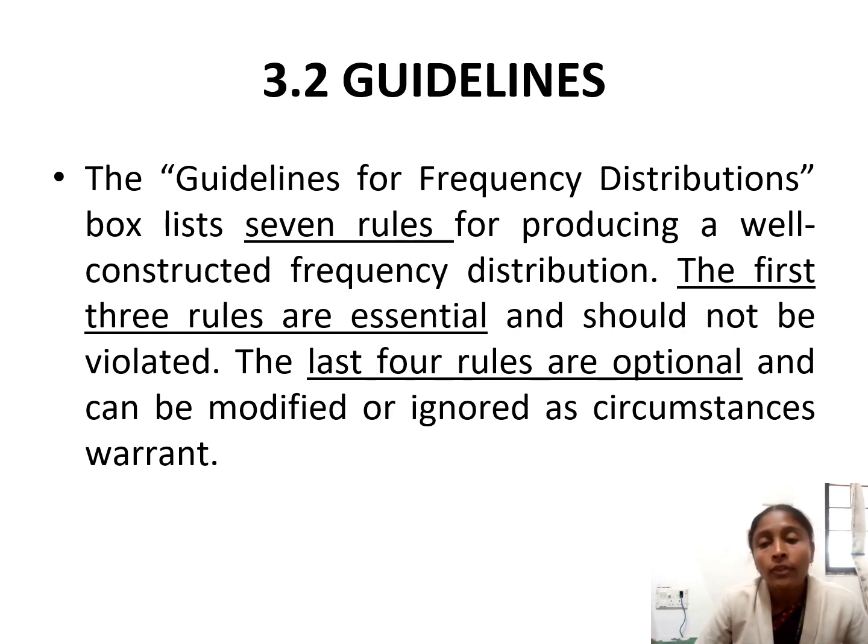For finding frequency distribution for grouped data, we should follow some rules or guidelines. There are 7 rules. Of those 7 rules, the first 3 are a must. We should follow the first 3 rules; the remaining 4 are optional. The first 3 rules are called essential rules. We should follow them everywhere when we are finding a frequency distribution. The last 4 rules are optional and can be modified or ignored as circumstances warrant.